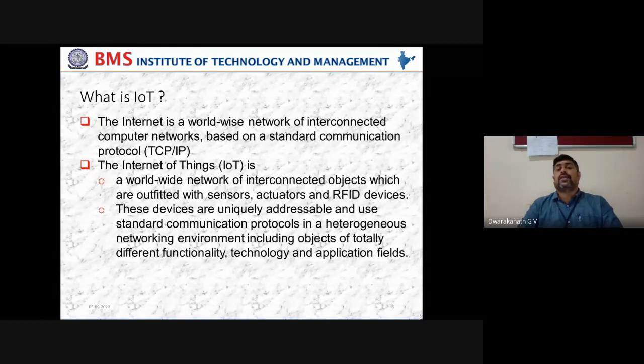Now, next, Internet of Things. Here you can see a worldwide network of interconnected objects which are outfitted with sensors, actuators, and RFID devices. Very simple. The first point is that the overall worldwide network, whatever internet is there, we'll take into consideration. With that internet, we'll connect some sensors.